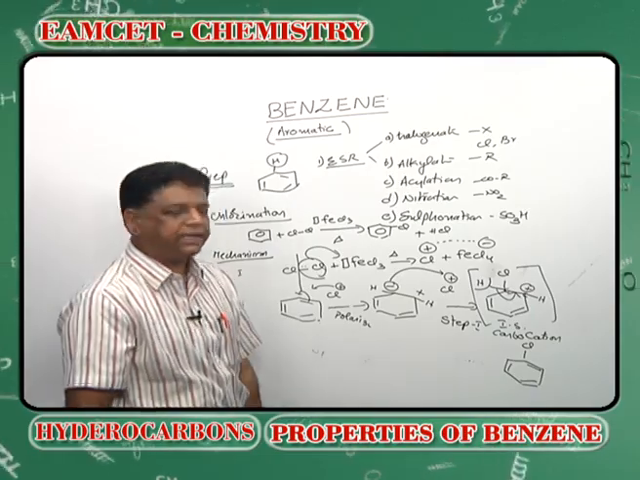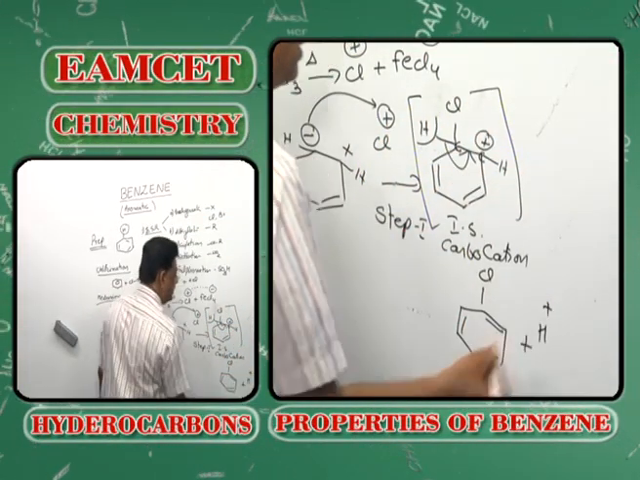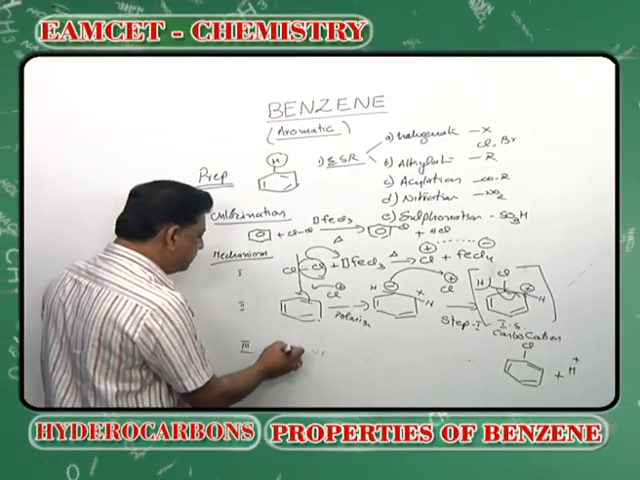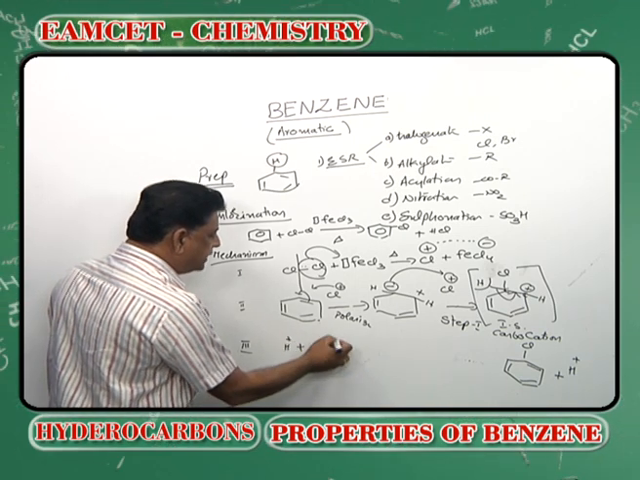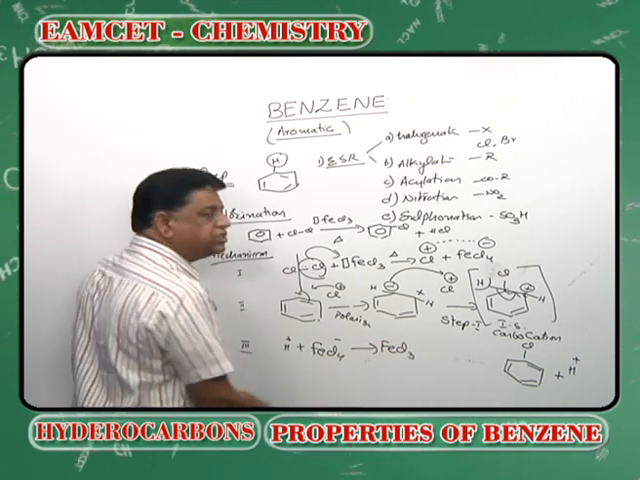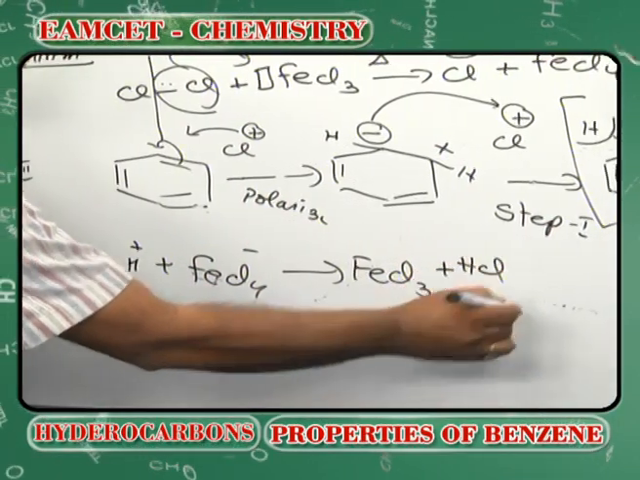Once again the aromatic nature is restored, so the hydrogen will be shown out. Now, with that we are going to show the third step. That means the H plus will react with the charged FeCl4 minus and again form anhydrous ferric chloride back. This is catalyst formation, and the HCl is the byproduct formation we are showing.